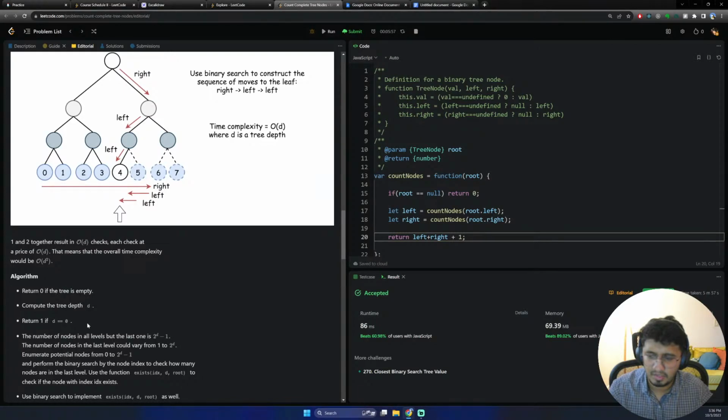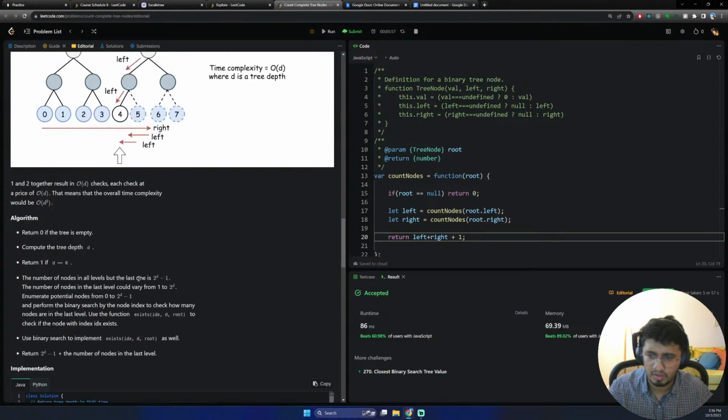Return 1 if d is equal to 0. The number of nodes in all levels but the last one is 2 raised to d minus 1. The number of nodes in the last level could vary from 1 to 2^d. Enumerate potential nodes. Perform the binary search by the node index to check how many nodes are in the last level.